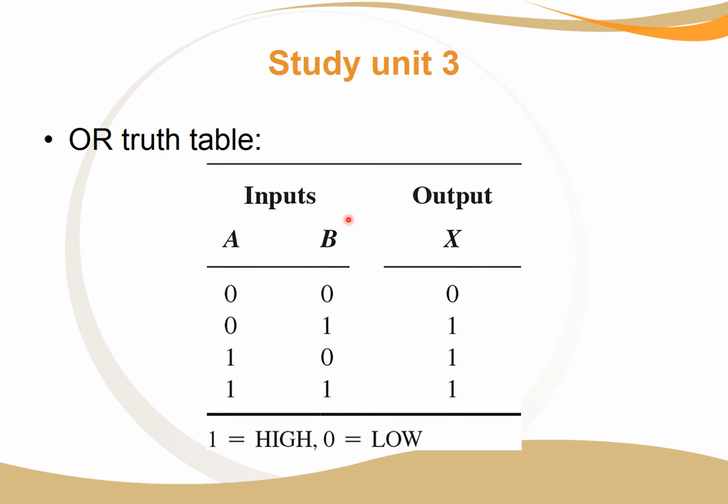Here's the OR truth table, and as you can see, if any of the inputs are high, or both of them, then the output is high. So pretty easy. The only condition where you have a 0 at the output is when both A and B are 0.